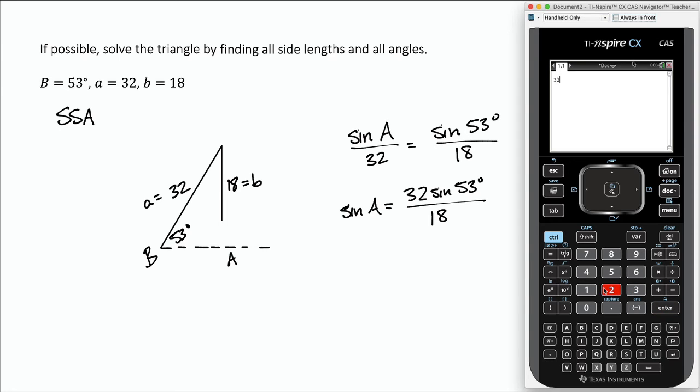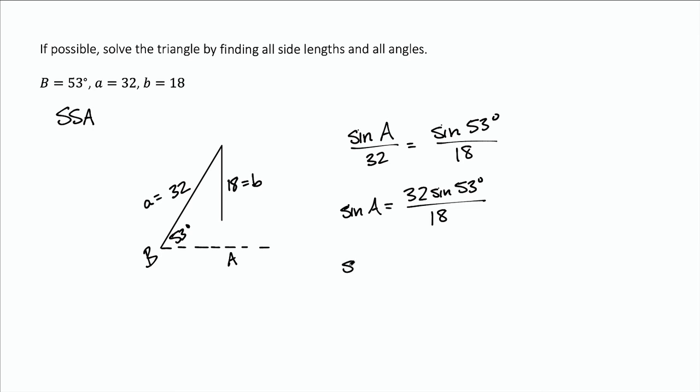Note that what we're going to end up with is pretty special. So we have 32 sine of 53 divided by 18. And what we end up with is 1.4 about. Okay. Now note what that's saying. That's saying that sine of A is equal to 1.4. However, we know that the sine function never gives a value outside of the range -1 to 1. Okay. This 1.4 is outside of that range.